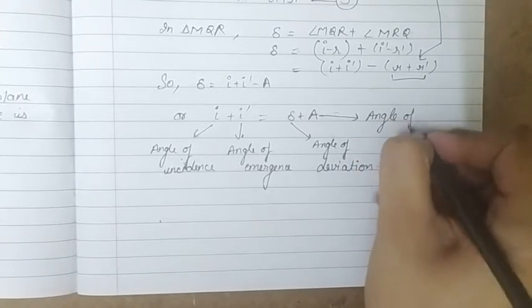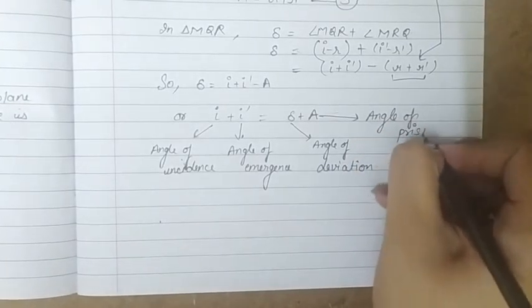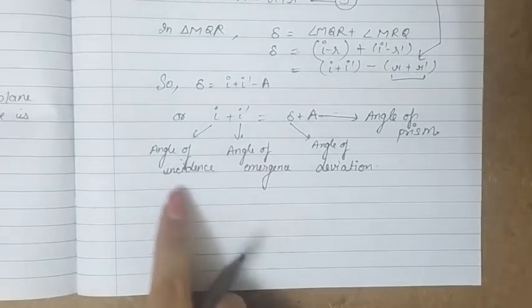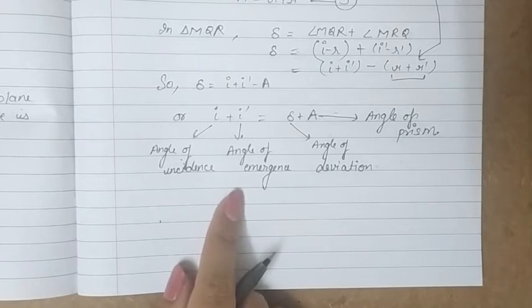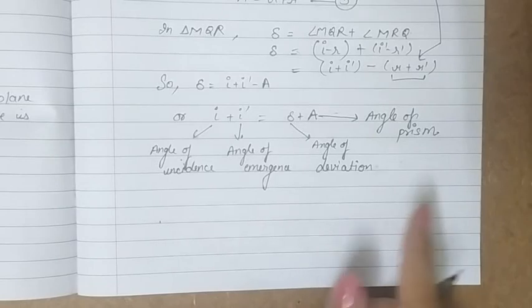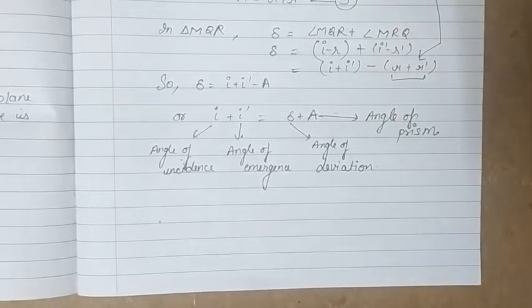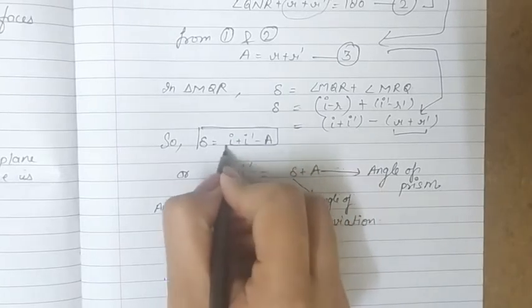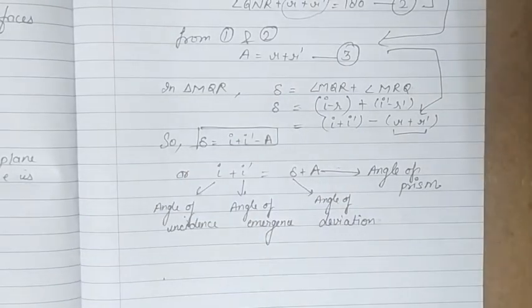So the relation we get is: angle of incidence plus angle of emergence is equal to the angle of prism plus angle of deviation. So when a ray of light is refracted through a prism, the sum of the angle of incidence and angle of emergence is equal to the sum of the angle of deviation and angle of prism. And if we know the values of I, I dash and A, we can find the angle of deviation produced by a prism.